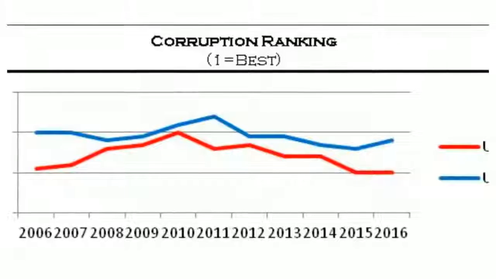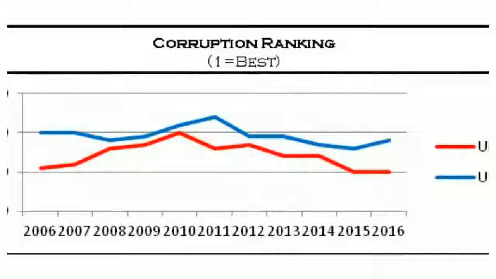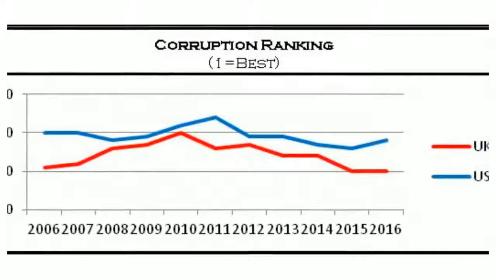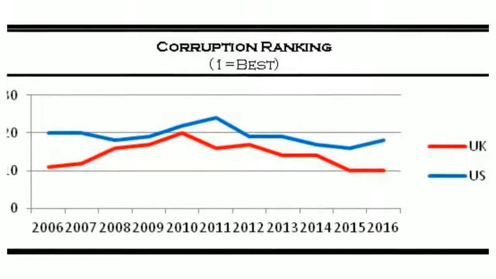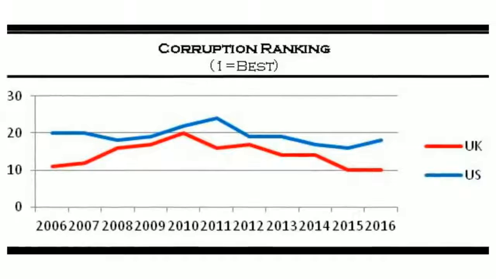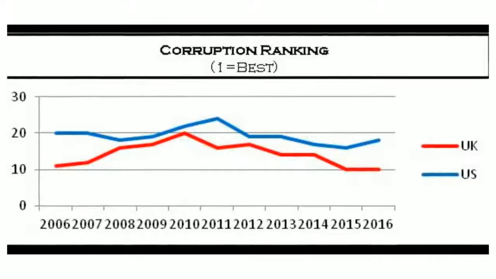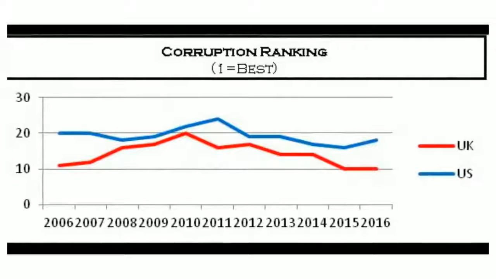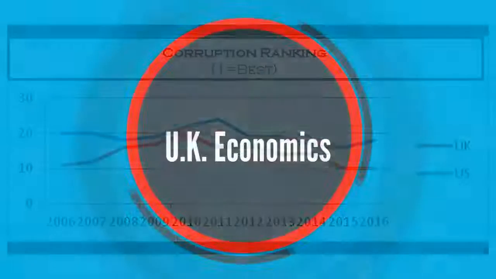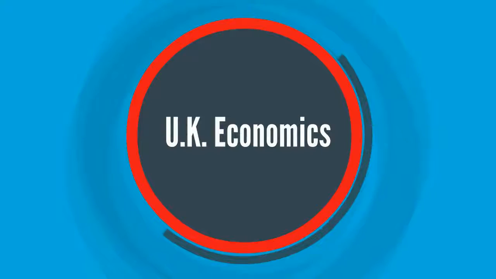Lastly, the United Kingdom has a better ranking than the United States when it comes to corruption. On a list of 168 countries, the United Kingdom is ranked 10th compared to the United States, who is ranked 16th, one being the best. Next, we will discuss the economics aspect of the PESTEL model.